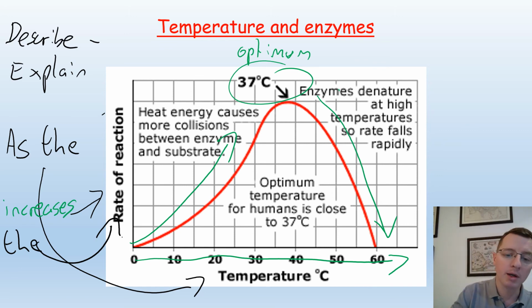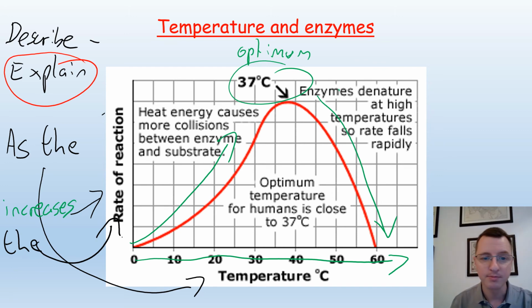But we may well be asked to explain. So why does this happen? Well, the first thing we need to think about is the first section of the graph down here. As the temperature is increasing, the rate of reaction is increasing, and this is because those molecules are gaining heat energy, and that means that they're moving faster, so they're gaining kinetic energy, and that means that there's going to be more collisions between the enzyme's active site and the substrate.